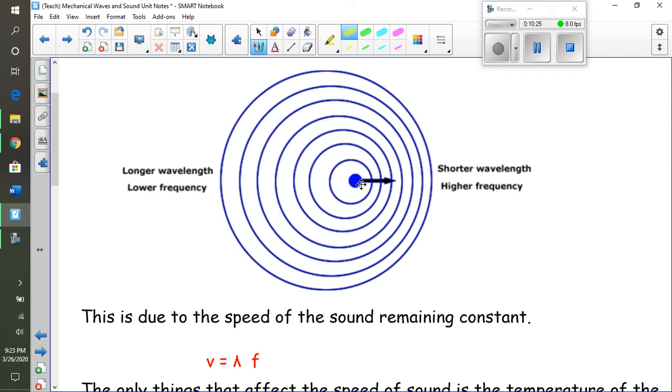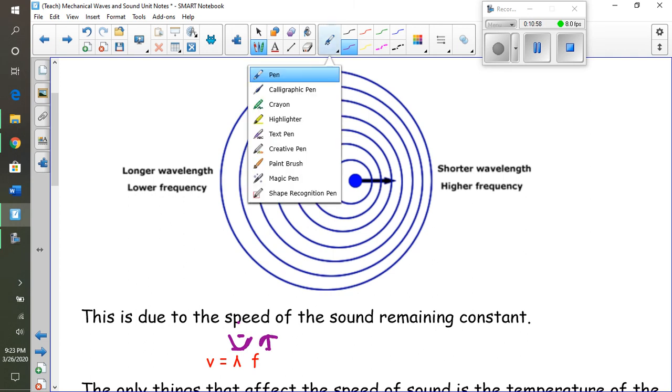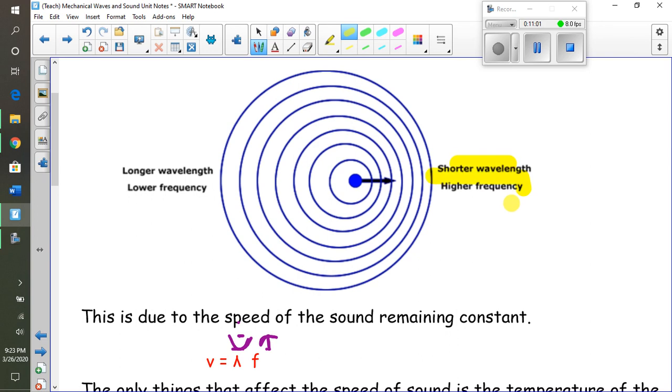So when this object is moving, notice how the sound waves kind of get bunched up in front of it. This causes the wavelengths to get shorter. And since I'm not changing the speed of the sound, that causes the frequency to go up. So if I take a look at my formula here, as the wavelength goes down, the frequency must go up. So on this end, I'm going to see, or observe, a higher frequency.